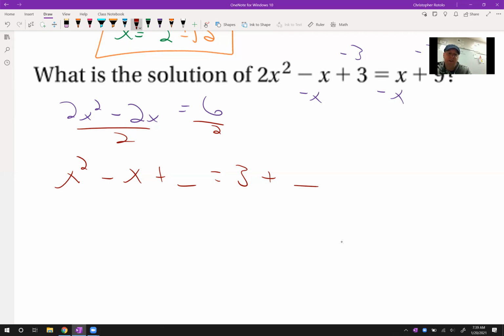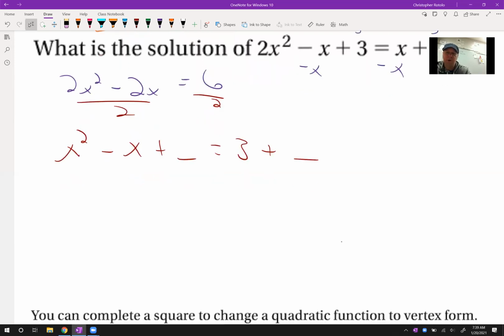And we have an odd number right here, so I normally wouldn't do this, but I just want to show you because I know someone, one person, that's all it takes. One person is really going to like this, and they're like, I want to use this all the time. So here we go. X minus 1/2 squared. 1/2 squared is 1/4. So that's 3 and 1/4.